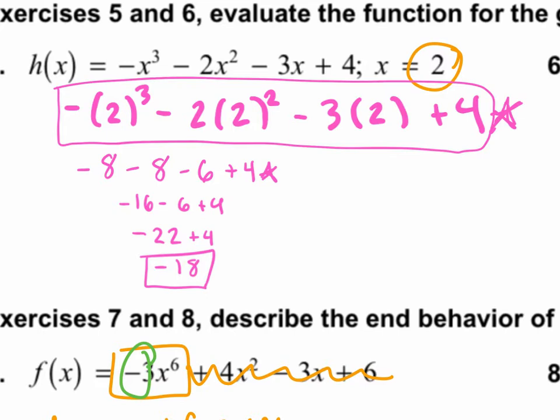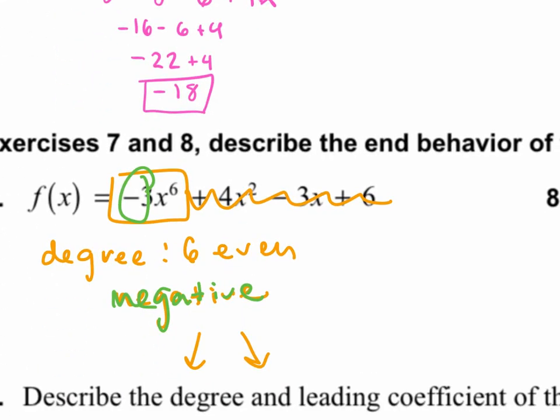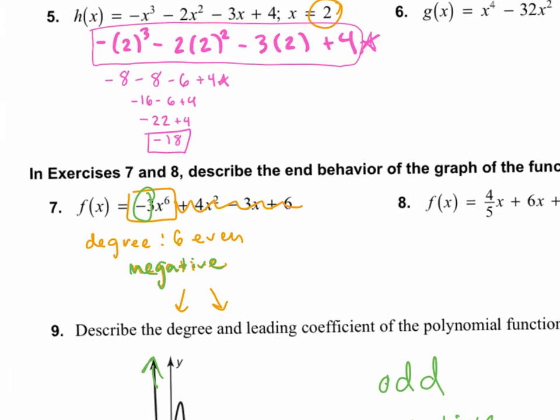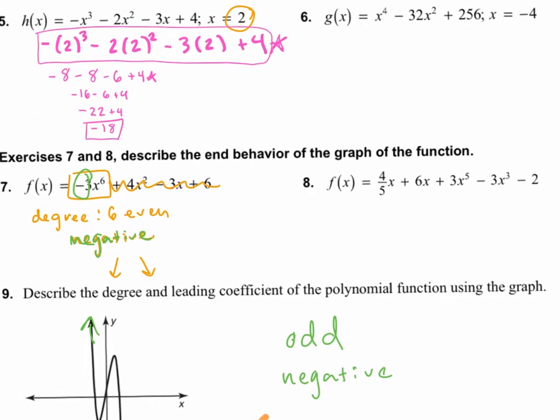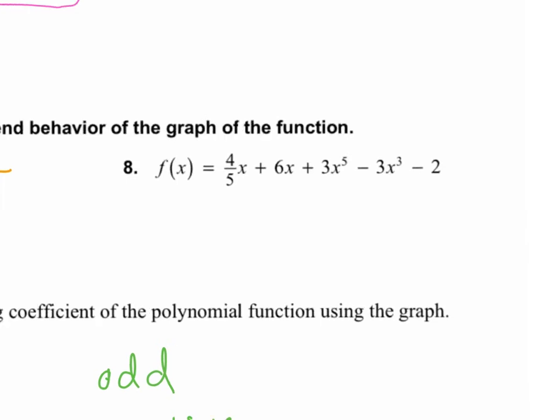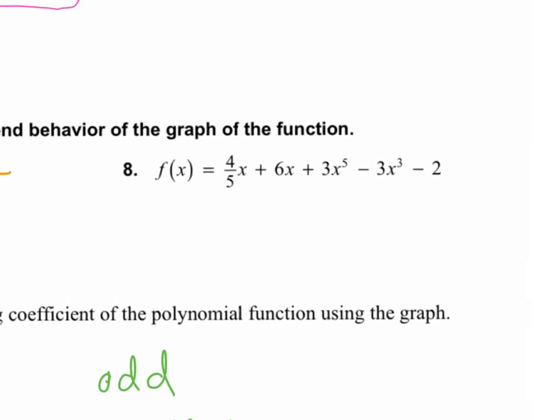Okay, I'm going to skip 6 because again, we're just plugging in. So if we have time, I'll come back to it. So let's look at 8 because we did 7 in class yesterday. So for 8, we're describing the end behavior of the graph of the function. So what are we looking at here for 8? Perfect. We're looking at our highest degree, not the negative 3. The 3x to the 5th power. Yeah, so we're looking at this one.